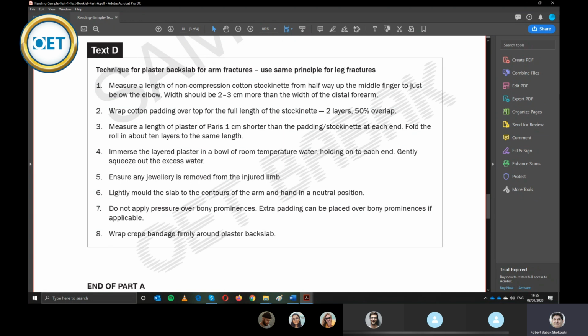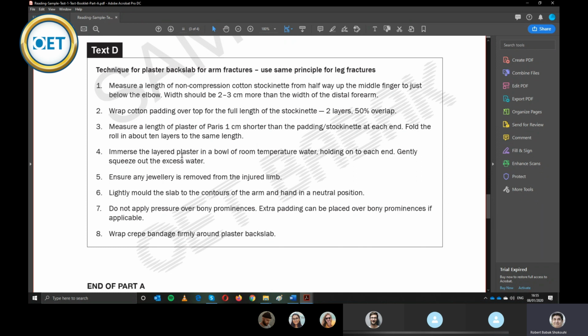I don't need to read the whole thing, say, wrap cotton padding over top for the full length of the stockinette. No, what I need is: wrap cotton padding, full length stockinette, 2 layers, 50% overlap. And that is the information that I need. Okay. Or for example, this one: measure length of plaster pads, 1 centimeter shorter, padding is taken at each end, roll in about 10 layers, same length. So basically, I don't read the whole thing. I just look at the key information.